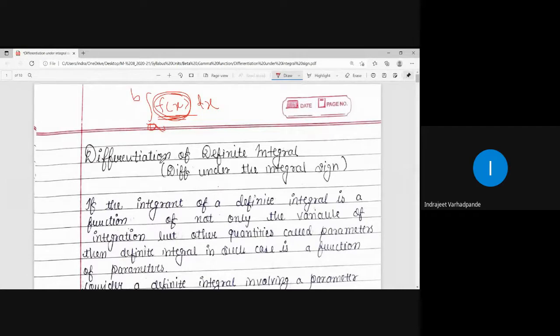Now, differentiation of a definite integral is ultimately differentiation under the integral sign. This is what we will be provided with: the integral. Its differentiation means I will be interested in taking its derivative. So it is called differentiation under the integral sign, meaning I will take the derivative and bring it inside the integral, and that is how we refer to it as differentiation under the integral sign.